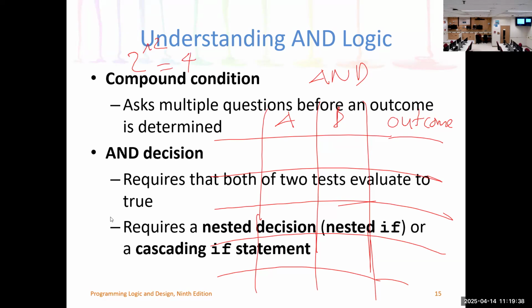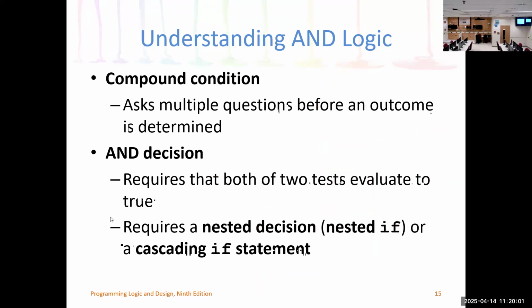So see the outcome here. If you have 0 and 0, you have 0. You have 0 and 1, you have 0. You have 1 and 0, you have 0, and you have 1 and 1, you have 1. So basically, for the AND decision, the outcome is only true when both of the inputs are true. In any other case, you have 0 here. Okay. So basically, in the case of the selection, you can use the compound condition, with the AND decision, OR decision or NOT decision, and so on.